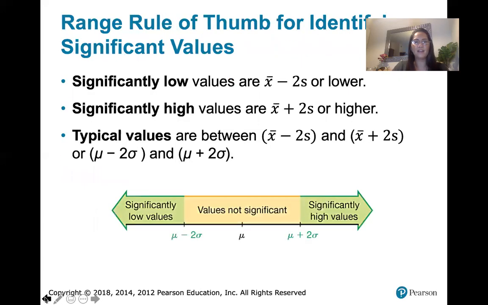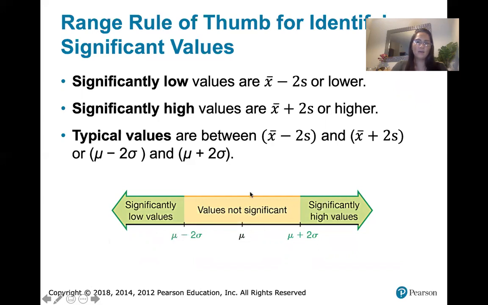And then this is how you get your significantly high and significantly low values. You take the sample mean and you subtract 2 times the sample standard deviation to get that lower limit. Anything lower than that, so less than that, or if you're talking about counts, fewer than that, is going to be significantly low.